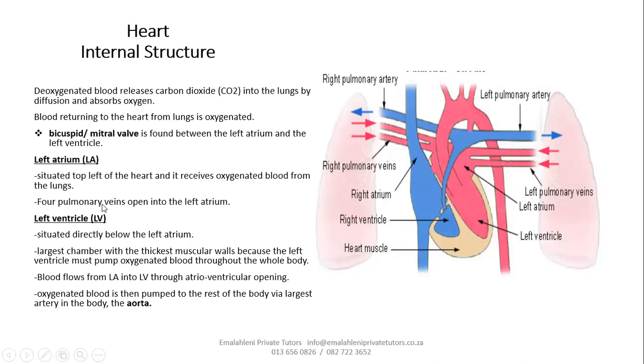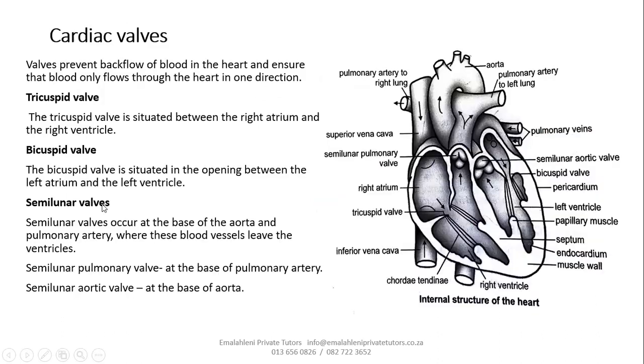Now then we go down here. Let's see what we have. Cardiac valves. We spoke about this. The tricuspid valves. Where do you find the tricuspid valves? Between the right atrium and right ventricle. Then we have the bicuspid valve. Where do you find them? On the left side of the heart, which separates your left atrium and left ventricle.